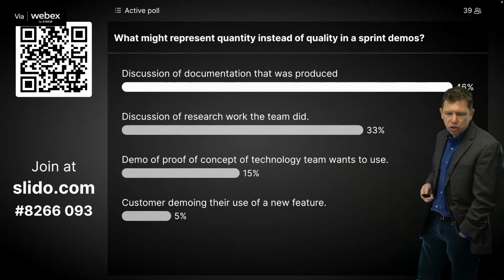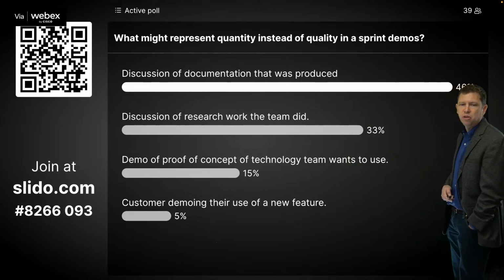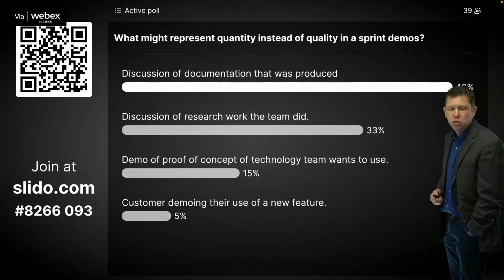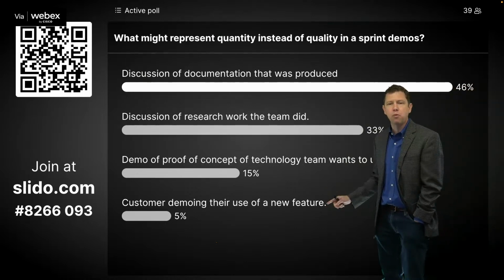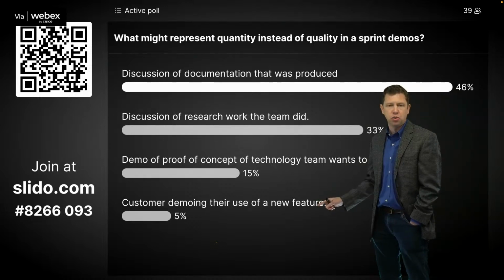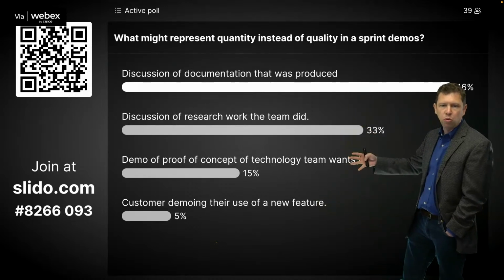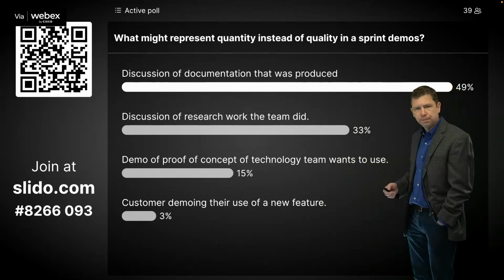A discussion of research work that the team did. A demo of proof of concept technology the team wants to use, or a customer demoing their use of a new feature. This is the only one that I would say probably would not represent quantity over quality, because this is actually working code that we're demonstrating. These other things are probably things that actually you may have experienced at some point.